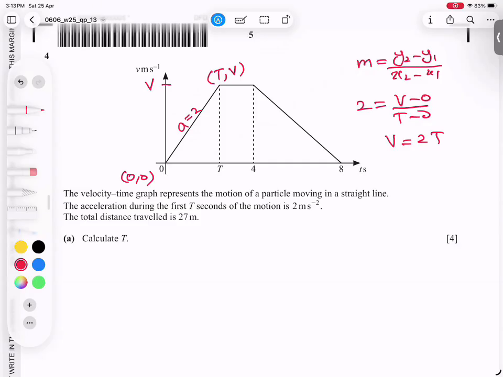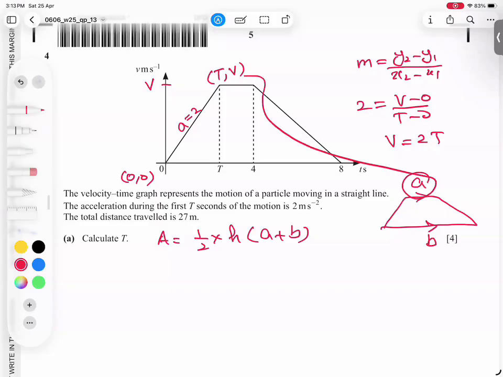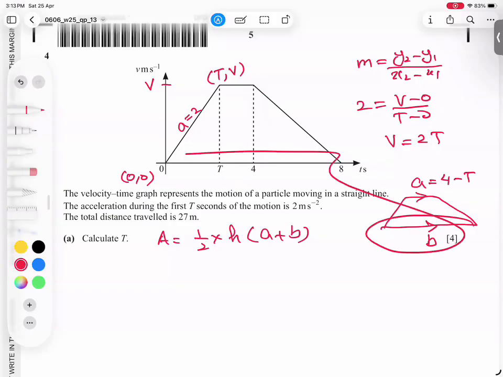And what is our area? The area of the whole shape is very clear: half into the trapezium formula, h into a plus b. And you know, students, if we talk about a trapezium, what is the basic criterion? These two sides are parallel to each other. One is called A, another called B. And the gap is the difference of these numbers, so 4 minus t. I'm writing here 4 minus t. And this gap is the full gap, which is 8.